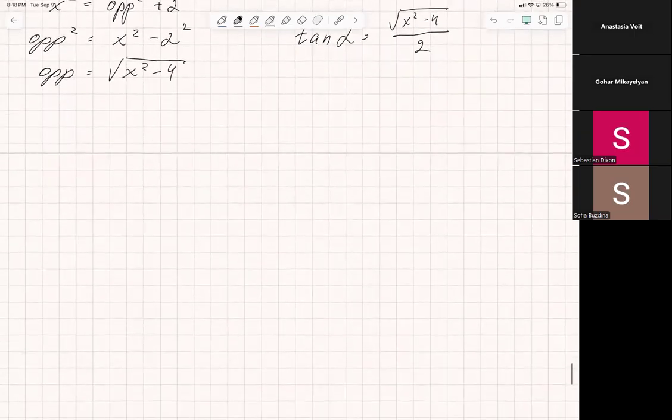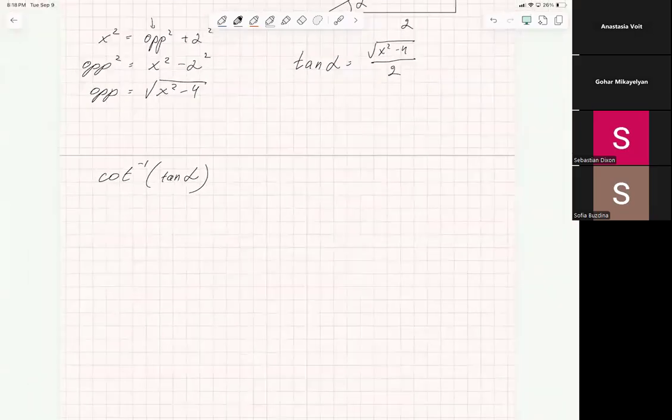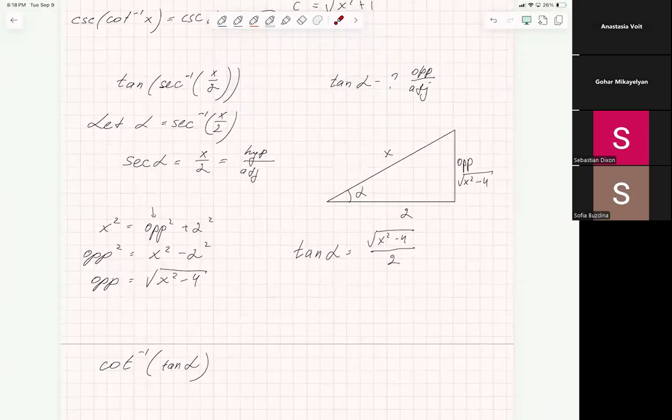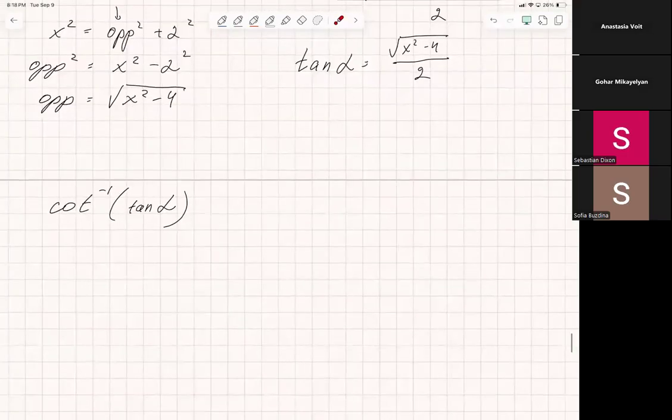Okay, found it. Cotangent inverse of tan alpha. Now keep in mind, you need to notice that it's not the same order. Before, you had tangent of secant inverse, where the outer shell is not inverse and the argument is inverse. This time, the outer function is inverse and the argument is just a function. So this is different, and you will not solve it the same way as before.